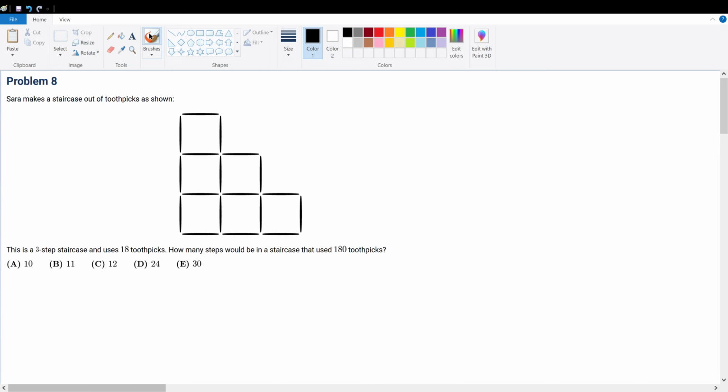Problem 8. Sarah makes a staircase out of toothpicks as shown below. This is a 3-step staircase and uses 18 toothpicks. How many steps would be in a staircase that uses 180 toothpicks?